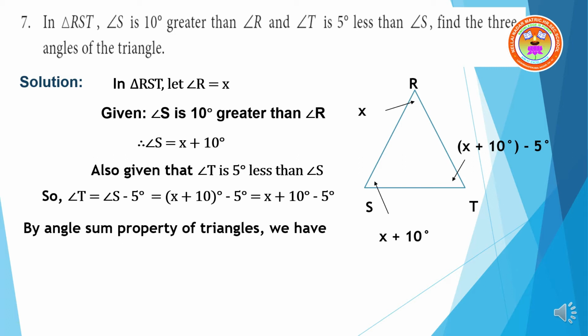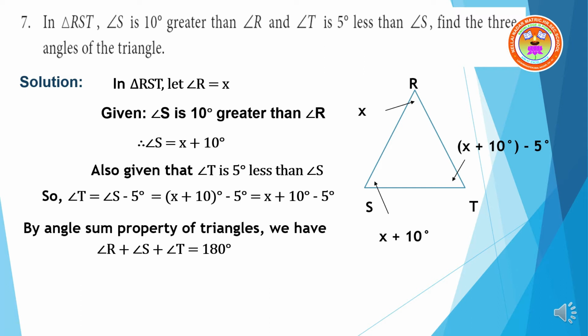Now, we are going to use the angle sum property of the triangle. Last class, we learned the angle sum property of a triangle. Do you remember children? What does it state? The sum of the angles in a triangle will be equal to 180 degrees. So using the angle sum property, we are going to write it as angle R plus angle S plus angle T is equal to 180 degrees.